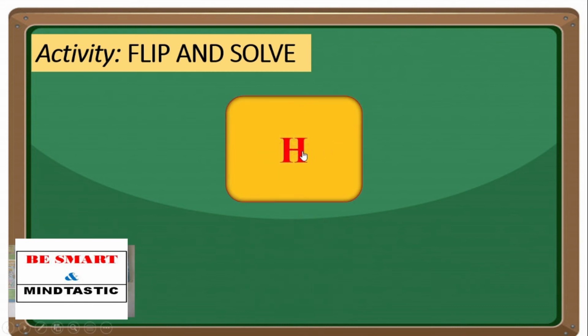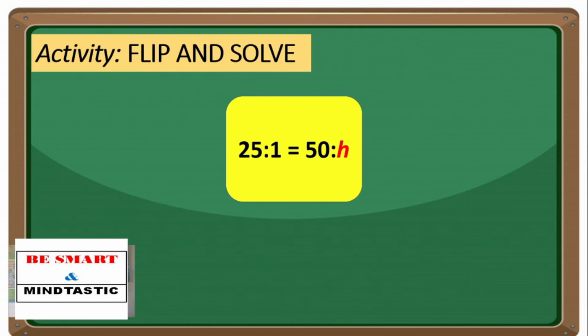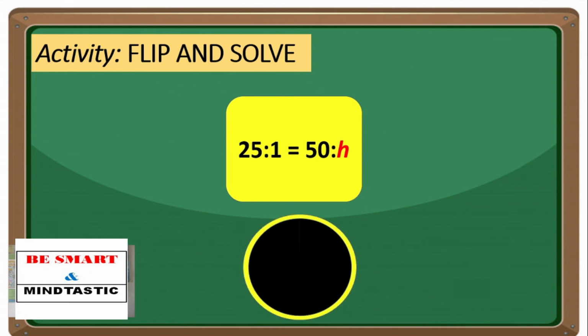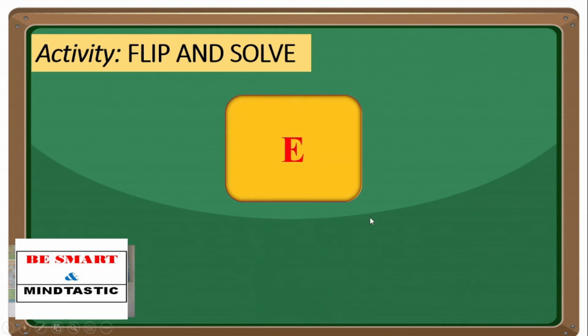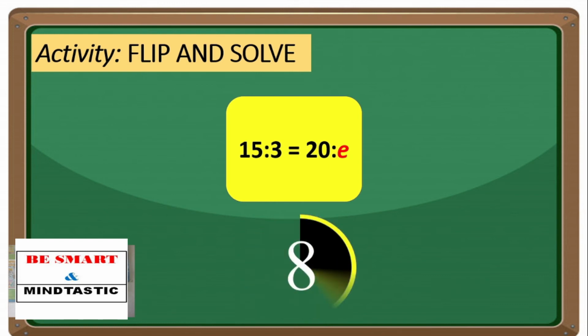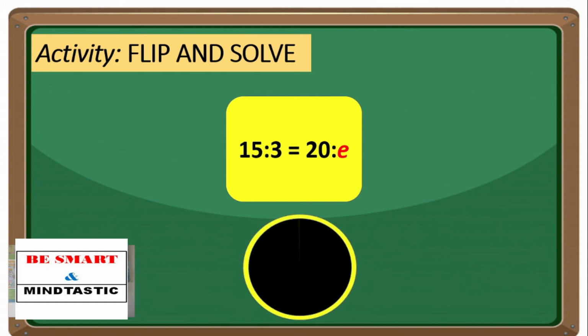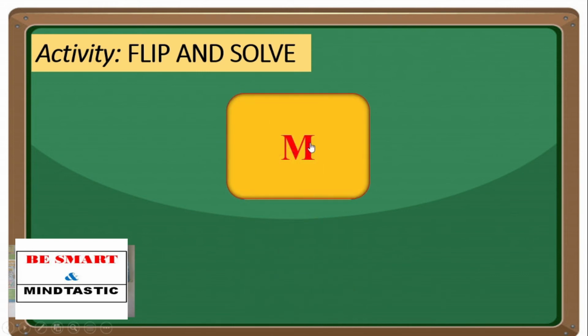Okay, so we have H. 25 is to 1 as 50 is to H. So find H. Your time starts now. Okay, time's up. Next, we have letter E. 15 is to 3 as 20 is to E. Time starts now. Okay, time's up. Next. Okay, are you ready, class?